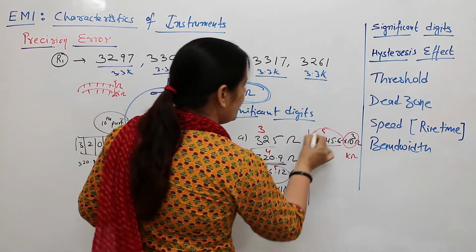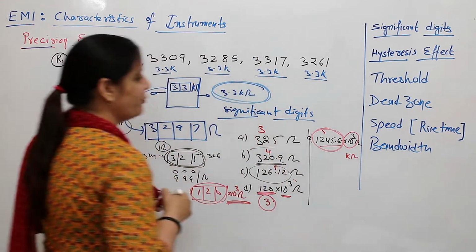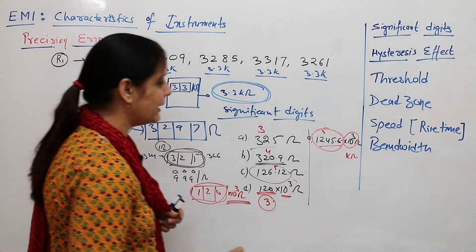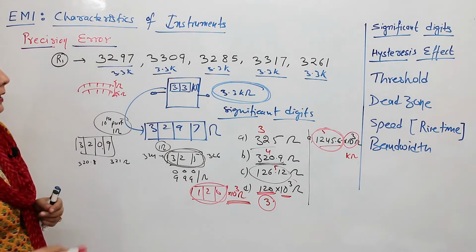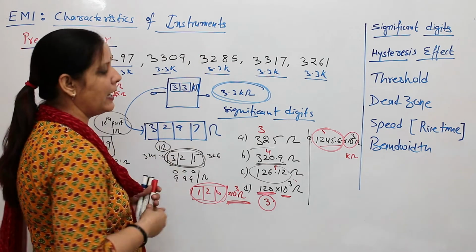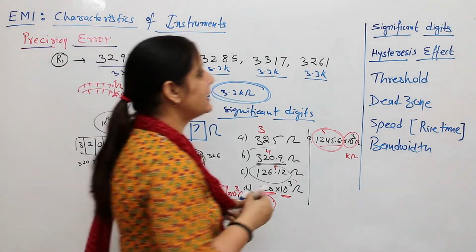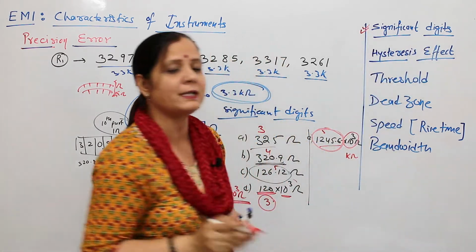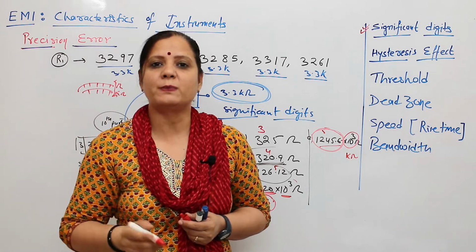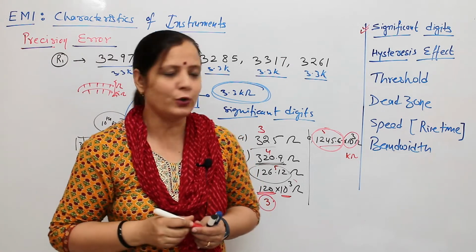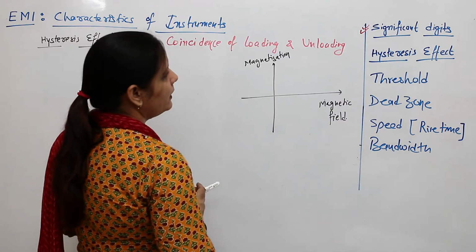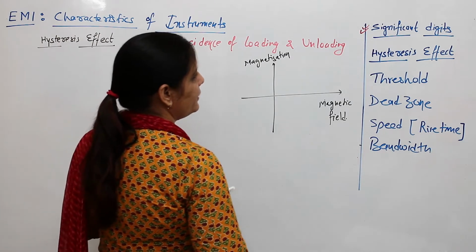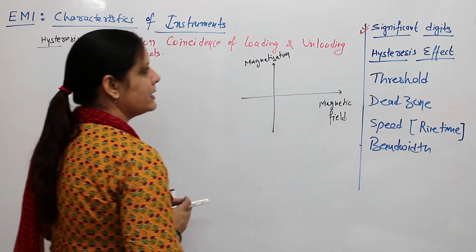Okay. So this is another variety of problem that is frequently asked in your competitive exams. So I explained this in detail. I think now it is clear to you what is meant by significant digits and how they play an important role in describing the precision of our instrument. Now another important parameter related to the measurement system is the hysteresis effect.